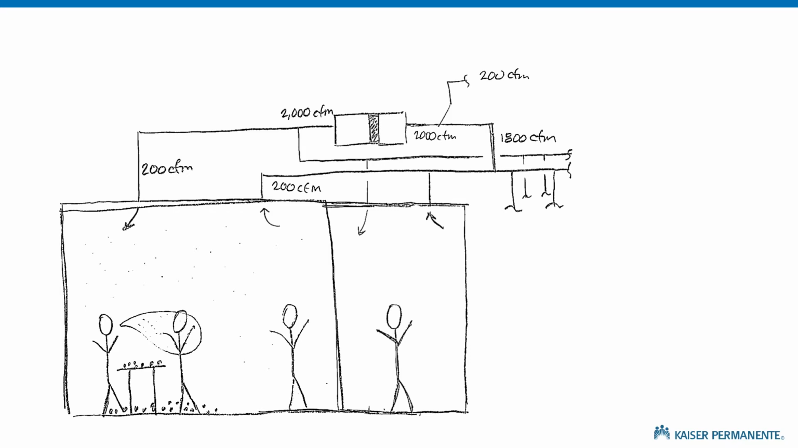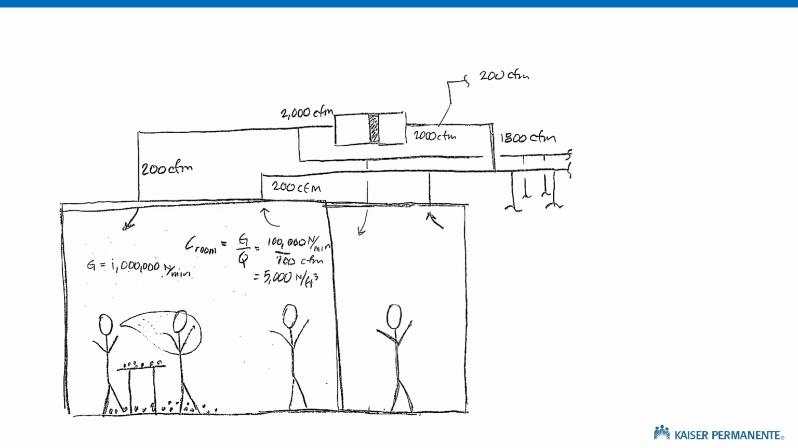We'll lay in some CFMs. So our room is 200 CFM. This is a 5-ton unit, so we've got 2,000 CFM overall and 200 CFM of outside air. Stick figure on the right produces 1 million particles per minute, and this room has 200 CFM, and so the concentration in the room is C over G. That's 5,000 particles per cubic foot.